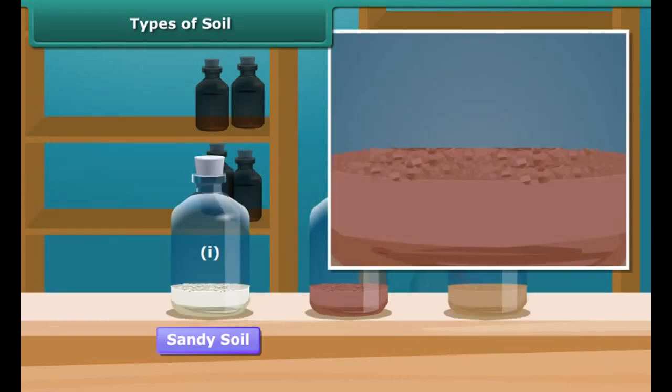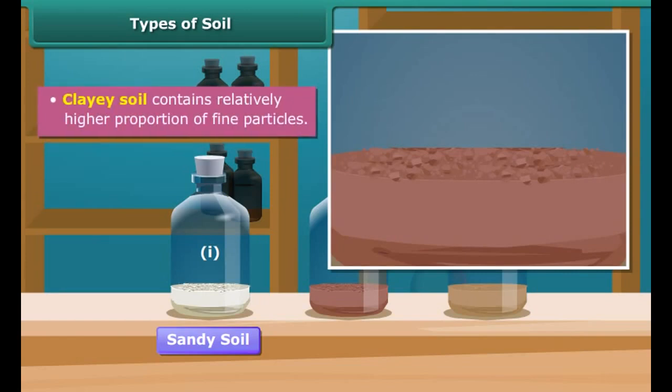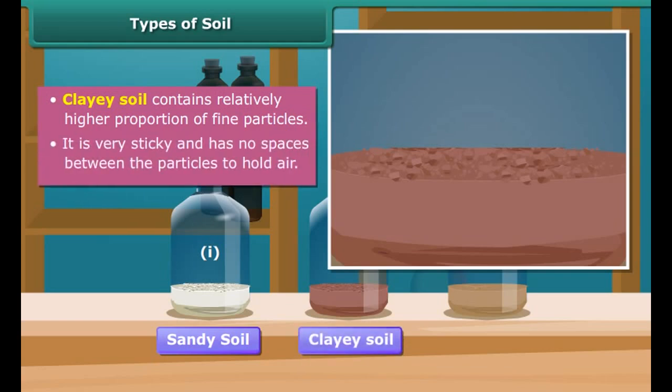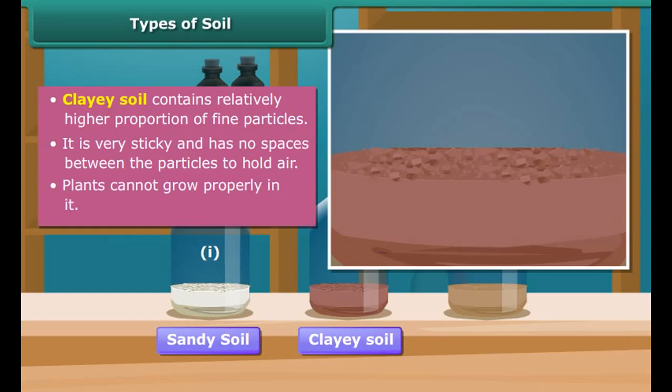Let's observe the second sample closely. It contains a relatively higher proportion of fine particles. So it is a clayey soil. It is very sticky and has no spaces between the particles to hold air. Therefore plants cannot grow properly in it.